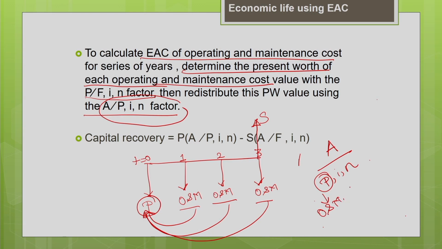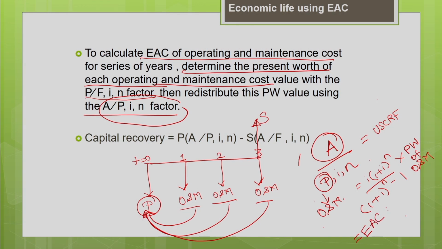We have already calculated the present worth of the operating and maintenance cost using the present worth factor. Now we are going to find the equivalent annual cost using the uniform series capital recovery factor. This is nothing but the uniform series capital recovery factor. So how to find that? i times (1 plus i) whole power n divided by (1 plus i) whole power n minus 1. This is your uniform series capital recovery factor. So you multiply this factor with the present worth of your operating and maintenance cost. So this will give me the equivalent annual cost of the operating and maintenance cost.